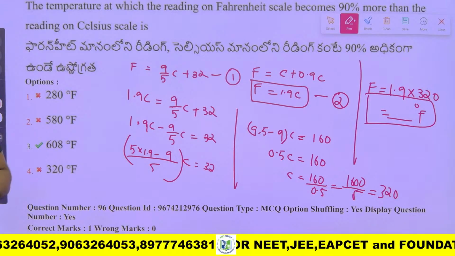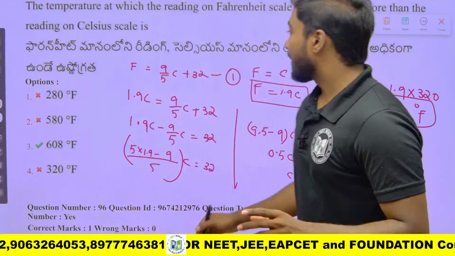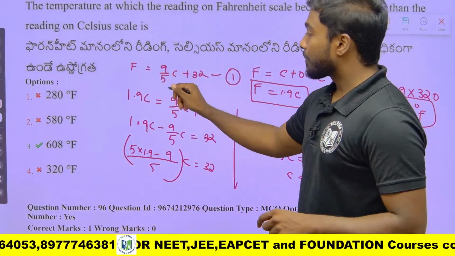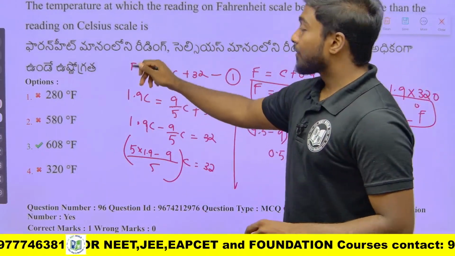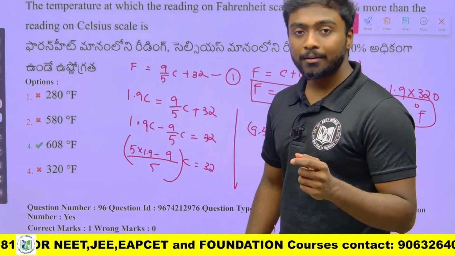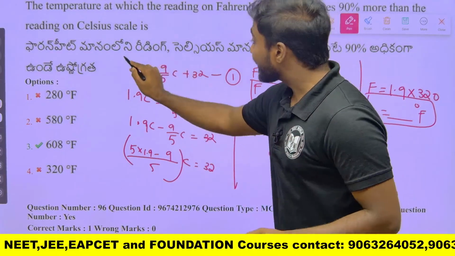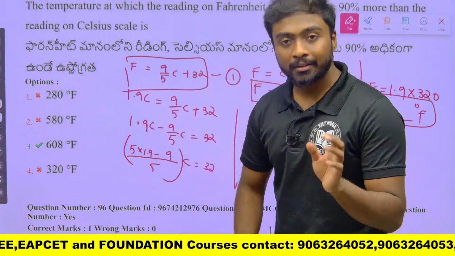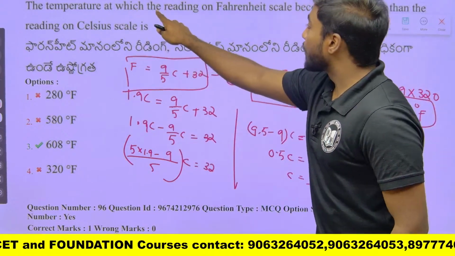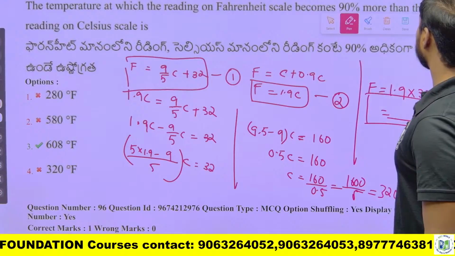See, guys, once again I will explain this. F is equals to 9 by 5 C plus 32. F is nothing but Fahrenheit, C is nothing but Celsius. So this is the relation we know, right? This is the relation we know. The temperature at which, I will write from the first again if you want.